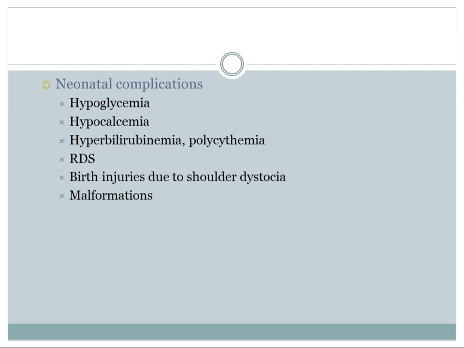Then hypocalcemia can occur. Hyperbilirubinemia and polycythemia. See, more RBC production was there during pregnancy, again an effect of the insulin and hyperglycemia. So polycythemia was there, and more of these RBCs were destroyed, and so hyperbilirubinemia. All these become evident in the neonatal period.